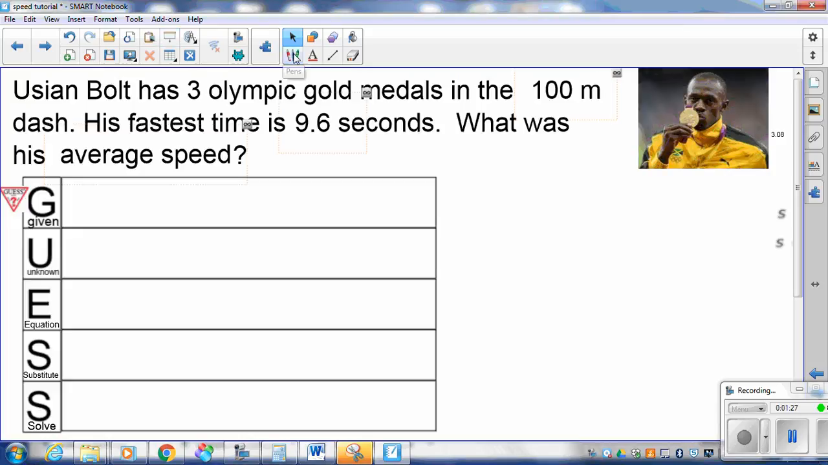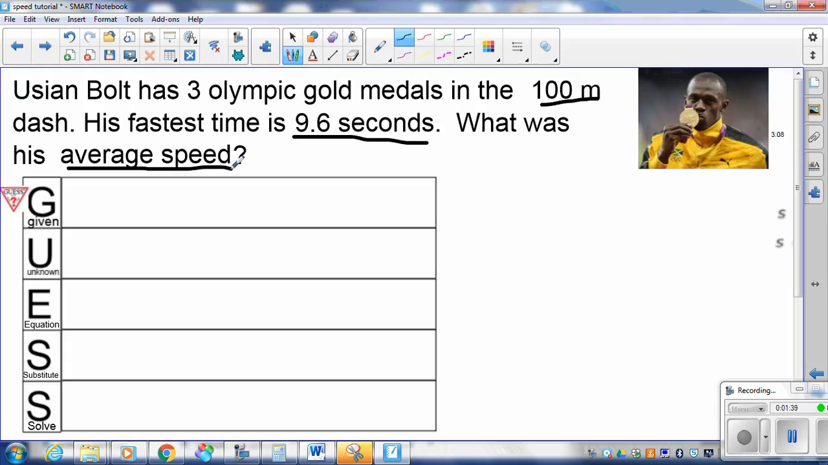Usain Bolt has 3 Olympic gold medals in the 100-meter dash. His fastest time is 9.6 seconds. What was his average speed? Now, if you notice, while I'm reading the problem, I'm already underlining important information. So I advise you to do the same.